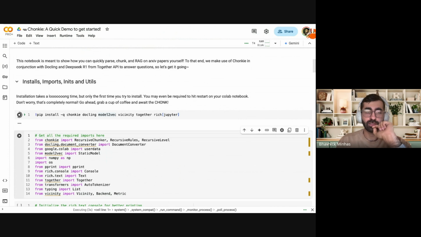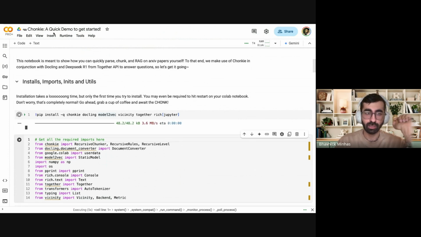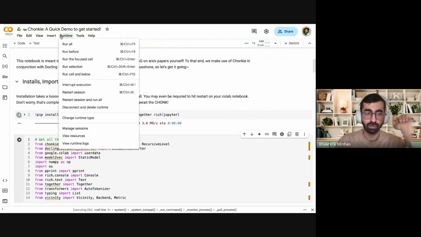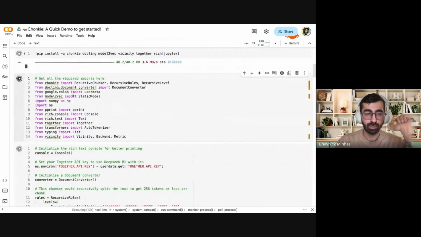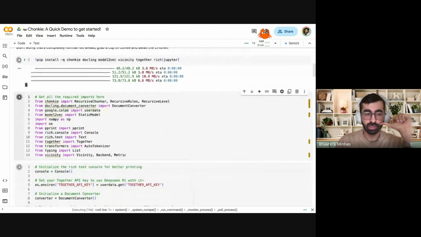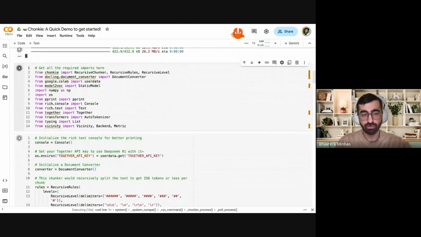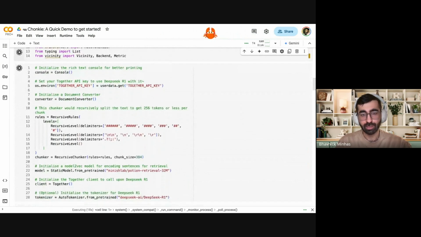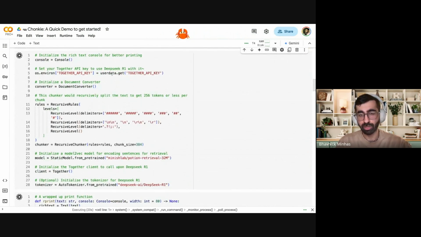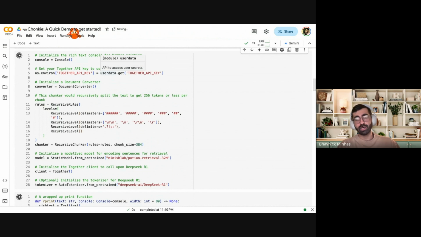So meanwhile, you can just go through the code and let this run. Essentially, you install Chonkie, you initialize all the other aspects. I end up using Together API because it's easier than deploying stuff on your own. You can just inference them, call them out, and they're pretty good. They have all the models that I would need.